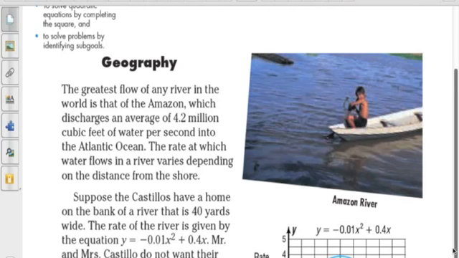Mr. and Mrs. Castillo do not want their children to wade in the water if the current is greater than 3 miles per hour. How many yards from shore does the water flow at 3 miles per hour? We will solve this problem in example number 4.